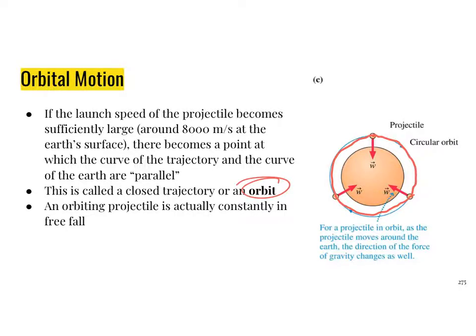An orbit is the path, or the trajectory, of an object orbiting the Earth. And the concept is that there's always a weight force pulling it down. So something that's in orbit is actually constantly in free fall.